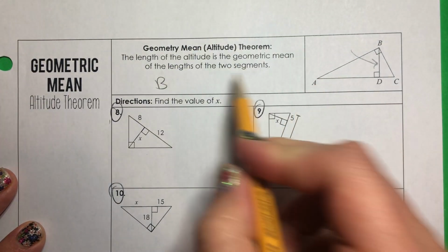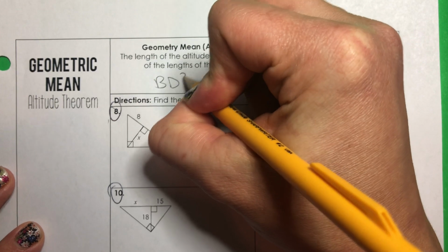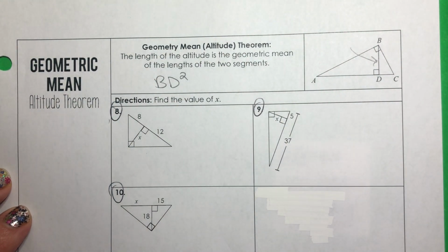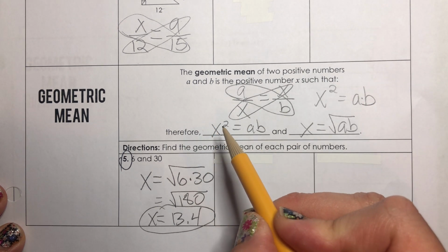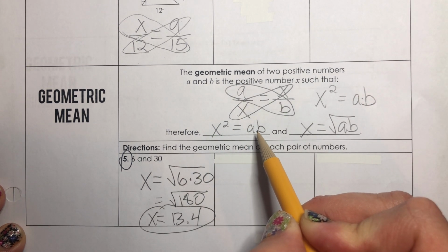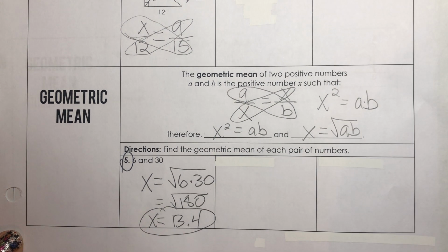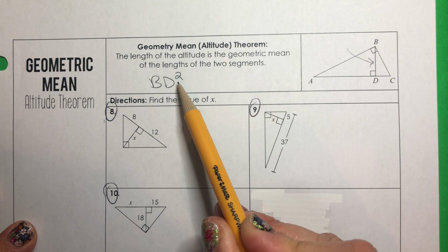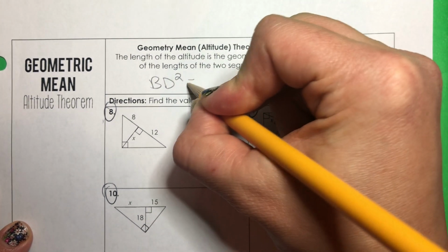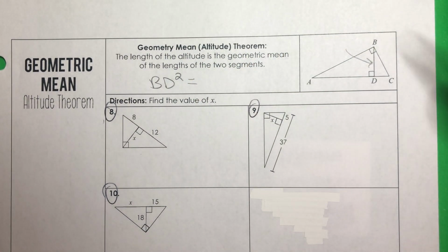Since it says the altitude is the geometric mean, I'm going to take what we had just written down for geometric mean: x squared equals the other two positive numbers multiplied together, or you could write the square root of multiplying those numbers. So technically, BD squared should equal the length of the two segments that it runs into.